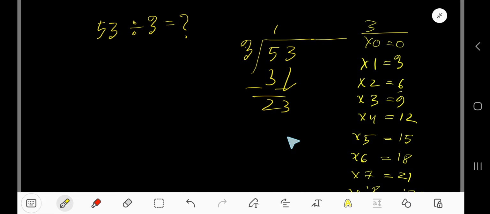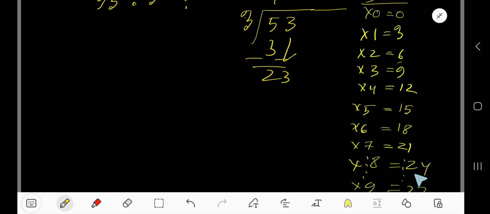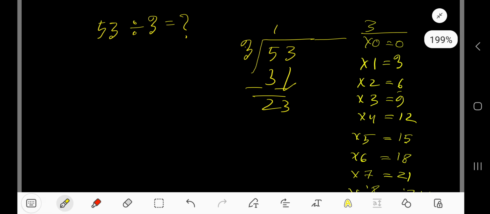3 goes into 23 how many times? Look, 8 times is 24, which is greater, so 7 times. Write 7 here. 7 times 3 is 21. Subtract, you are getting 2. So our answer is 17, remainder 2.